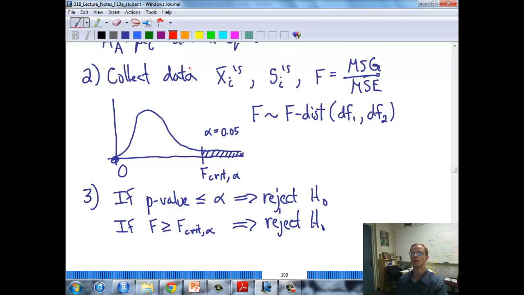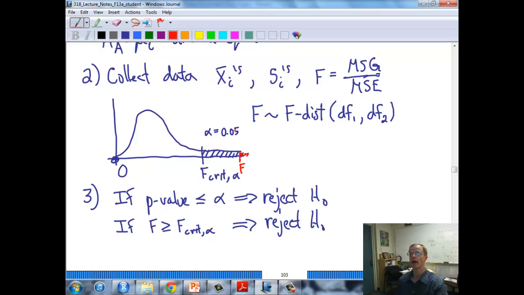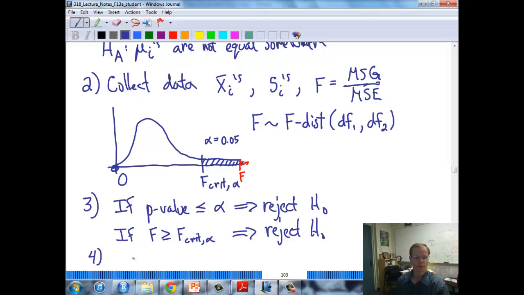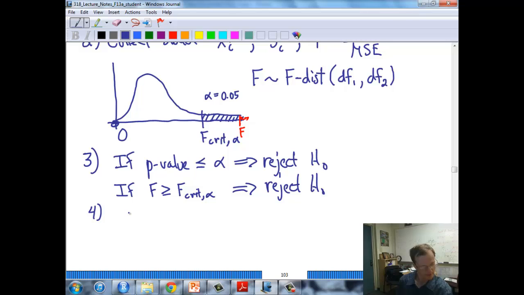Okay, for example, if our f-stat turned out to be over here, then we would have a p-value less than alpha, and our f statistic would be greater than the critical value, as you can clearly see on the graph. Awesome. Okay, so I guess that gives us our decision here, and I think that's what we need.